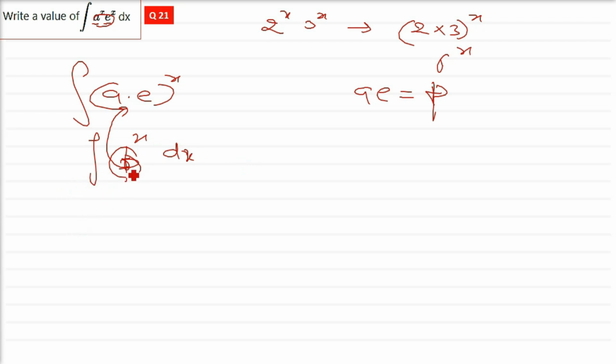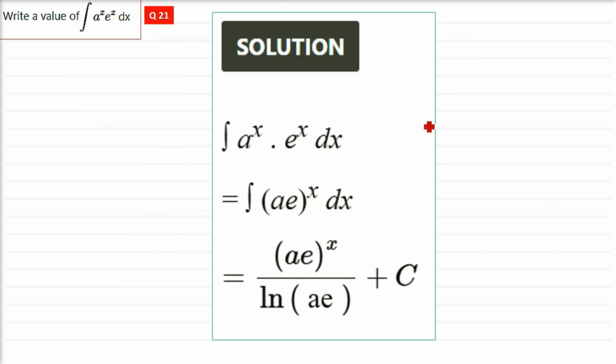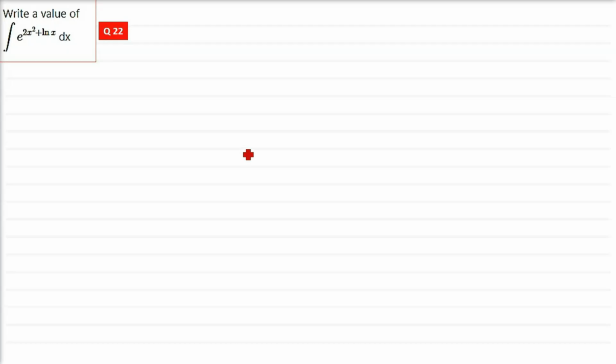So what is a raise x or p raise x dx? It's a raise x divided by log base e a. So this a is taken as a e here, which I have written just p to show you there are multiple possibilities, but ultimately it will be a e raise x log base e a e. Okay, this is the answer. So this is just a one-step solution if you are aware of the previous discussions.